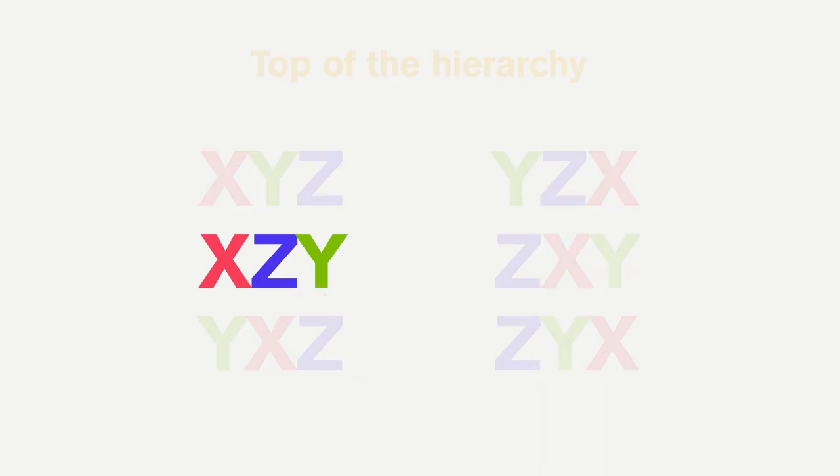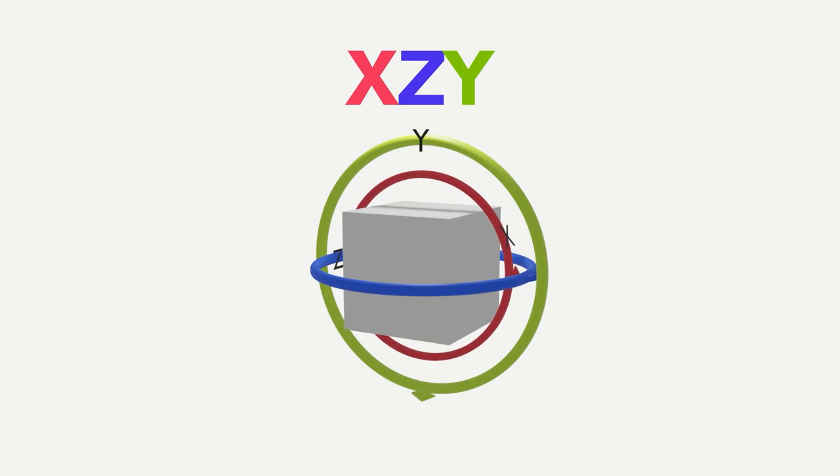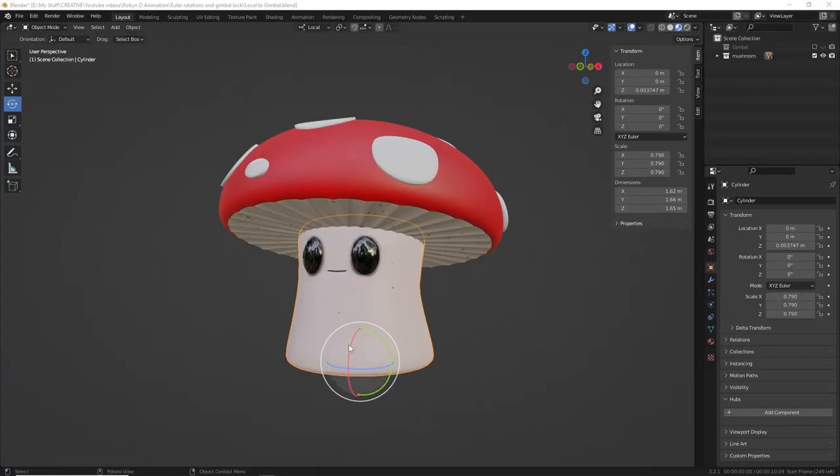So for example, in this one, XZY, X is at the bottom of the hierarchy, Z is in the middle, and Y is at the top of the hierarchy, the big cheese of the axes in this rotation order. You can see how easily you can get into the situation of gimbal lock. So I have this rotation manipulator here, right? And I'm going to change the transform orientations from local to gimbal.